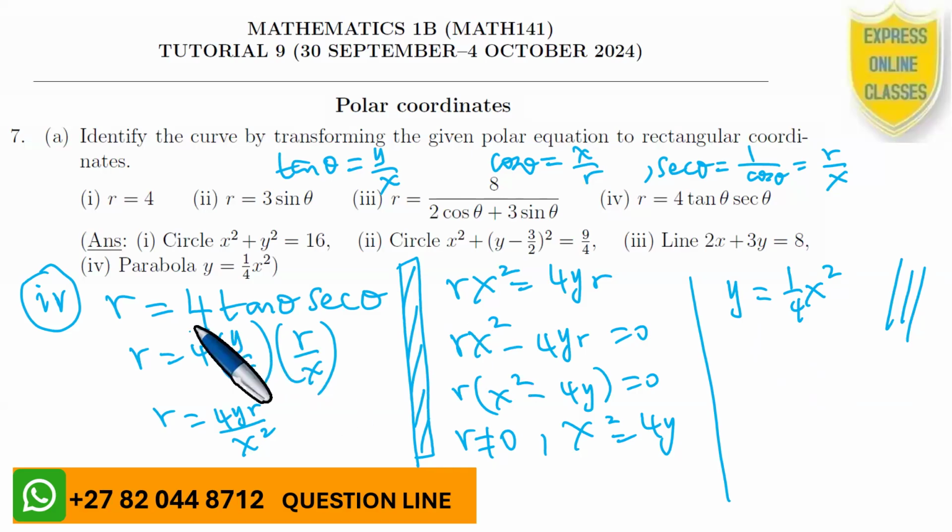So this is exactly what we have. We divide by 4 here, and we get that y equals 1 quarter of x squared. And that is what is there. So any question about that one?